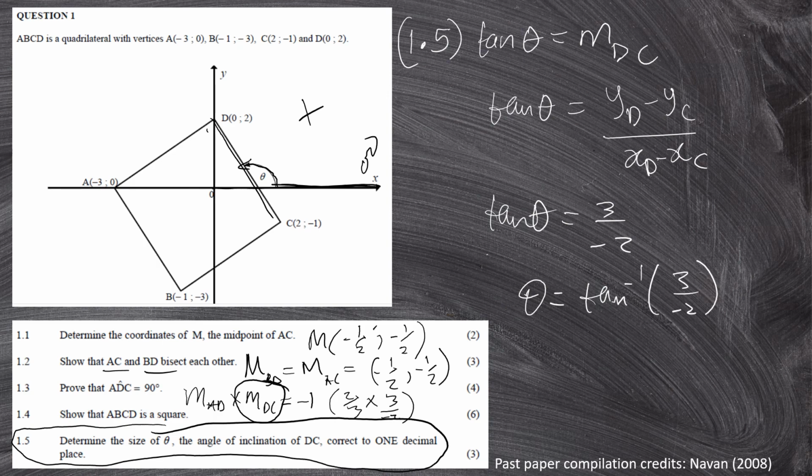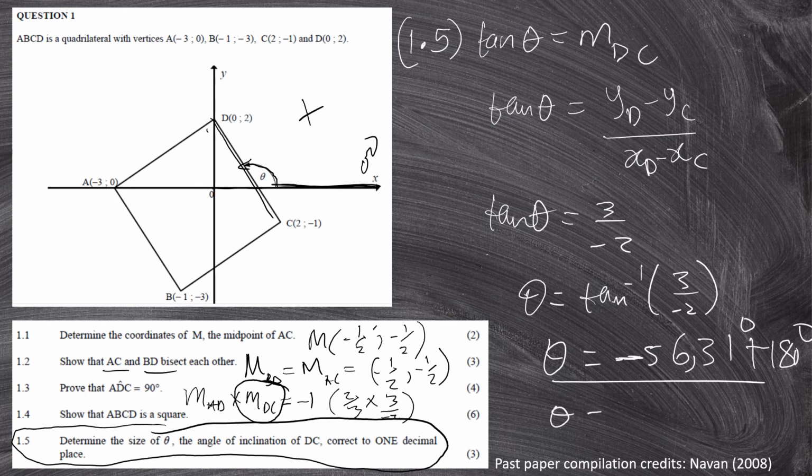So arctan of 3 over -2 is giving us -56.31 degrees. We just said that an angle of inclination is always positive. If it's negative, you add 180 degrees, then you get your angle of inclination as positive. We say that answer plus 180 degrees gives us 123.7 degrees. So that will be our angle theta, which is the angle of inclination.